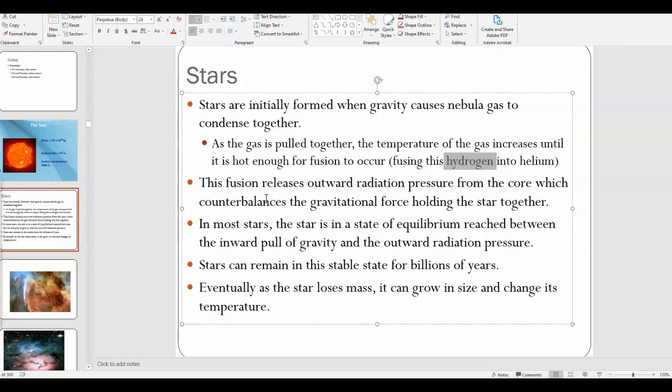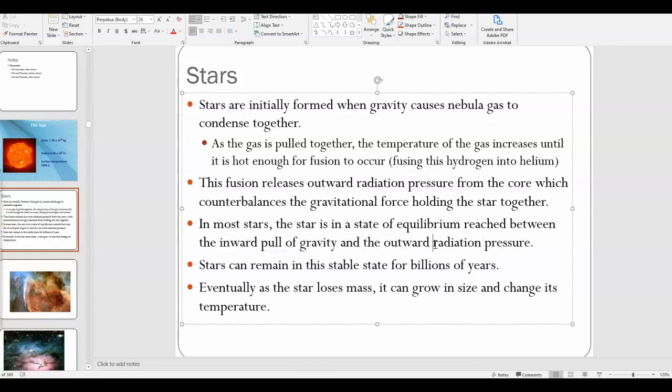And so that outward radiation pressure coming from all that heat, coming from the fusion reactions happening inside the core of the star, basically creates this giant outward force called radiation pressure, and that radiation pressure wants to push the star out and make it expand, but that force is counteracted by the force of gravity holding the star together. And so in most stars, what we call a main sequence star, the star is in a state of equilibrium, and that equilibrium is reached between the inward pull of the gravitational force and that outward radiation pressure.